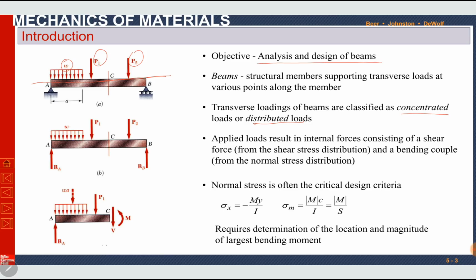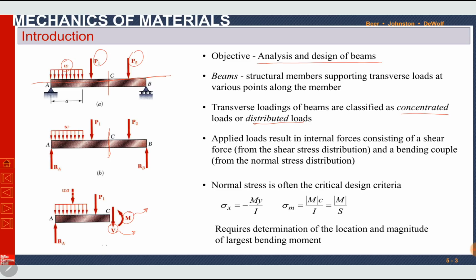Applied loads result in internal forces consisting of a shear force from the shear stress distribution and a bending couple from the normal stress distribution. Earlier in chapter 4, we discussed that transverse forces cause internal forces in members equivalent to a shear force and a couple. So at section C, for example, if we want to find the internal reactions in the beam, they will consist of a shear force V and a couple M. The shear force produces shear stress, and the bending moment produces normal stress.